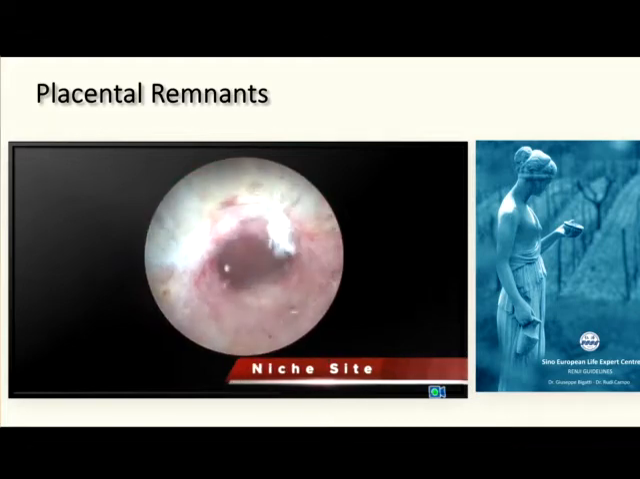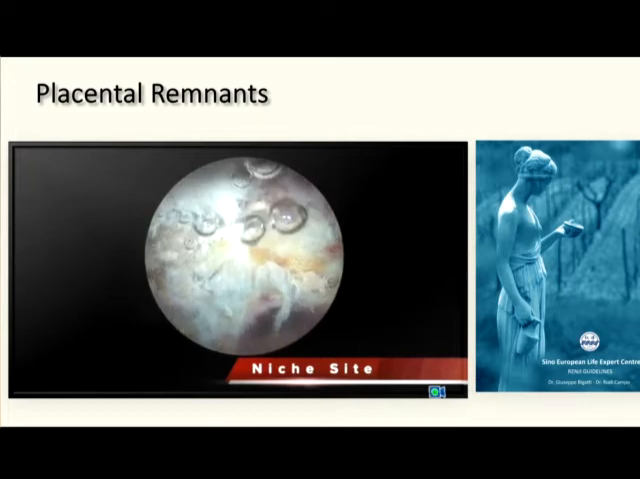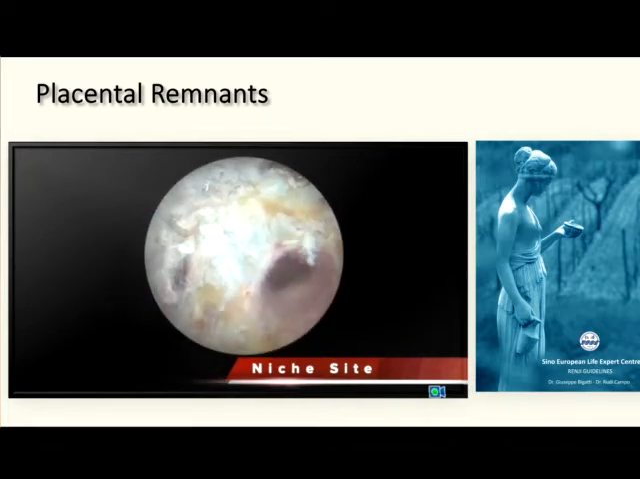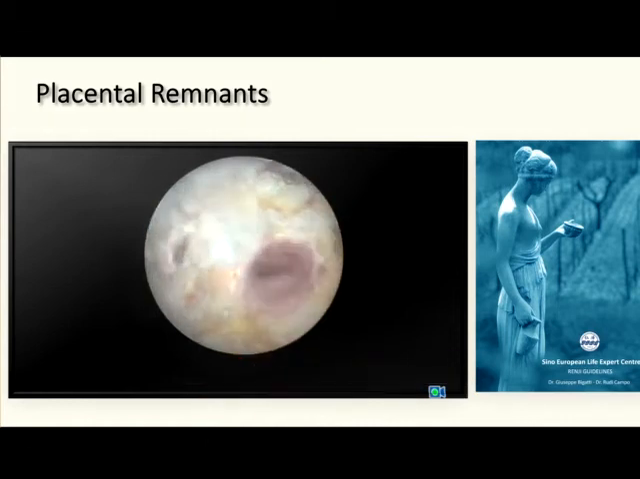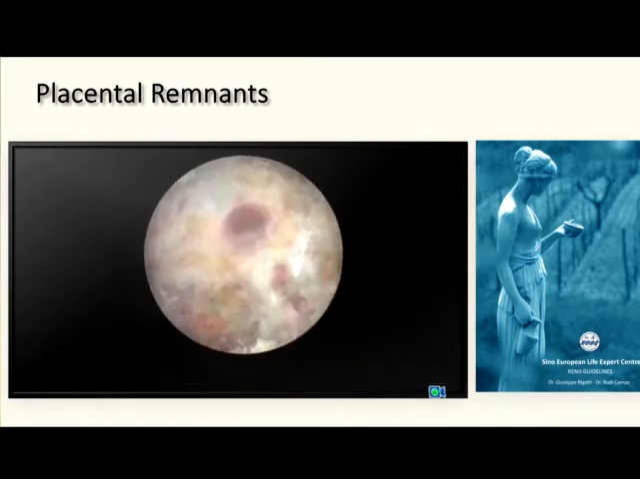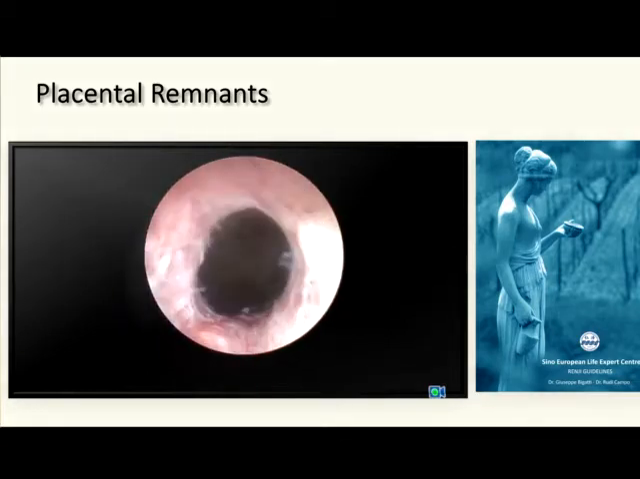What is interesting in this case is that the placenta remnants were very close to the scar of the previous C-section, because these placenta remnants were left after a cervical C-section made for a cervical pregnancy, almost 3 months before this procedure.